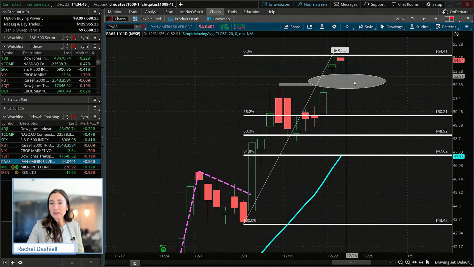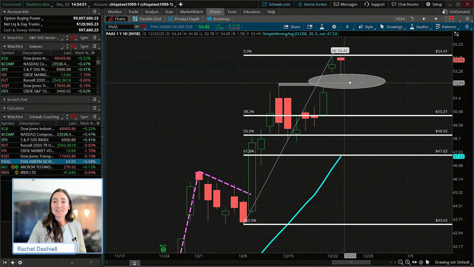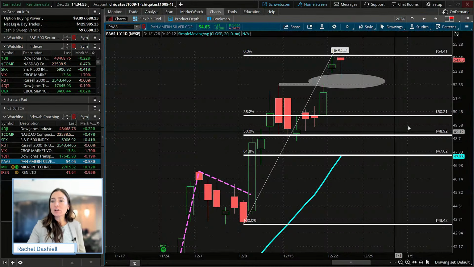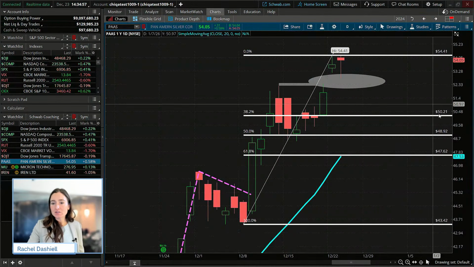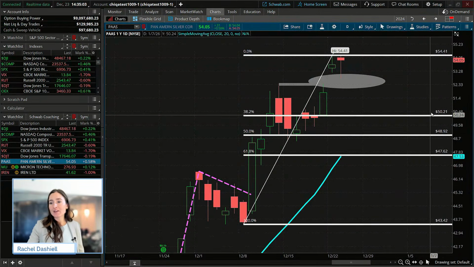If we see that fill of that gap within the next couple days, that tells us that that's an exhaustion gap and the trend is exhausted at this point, where we may see a little bit of a drawdown. So the first level that a trader is going to look at, if they rode this entire wave, they may have an exit right at $50 or so.